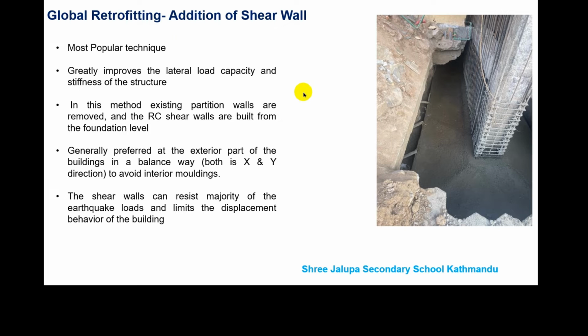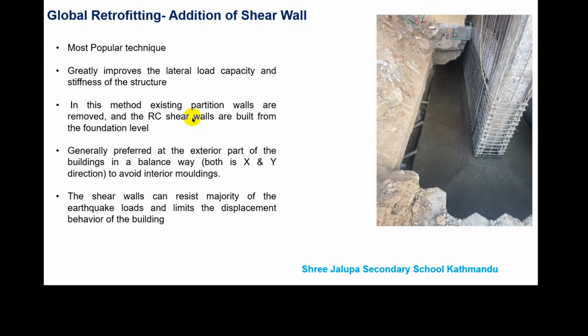So this is the example of global retrofitting, which is the addition of shear wall. The addition of shear wall has to be done from the foundation level. In this figure, we see the strengthening of the column from the foundation or footing level with the addition of shear wall. We can see the rebar placing. So it is the most popular technique in the retrofitting procedure. It greatly improves the lateral load carrying capacity and stiffness of the structure.